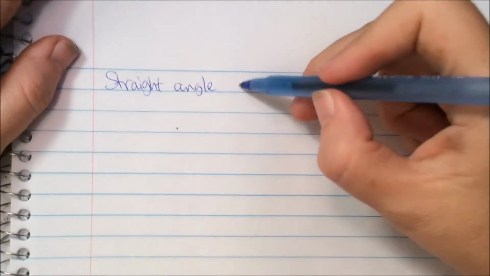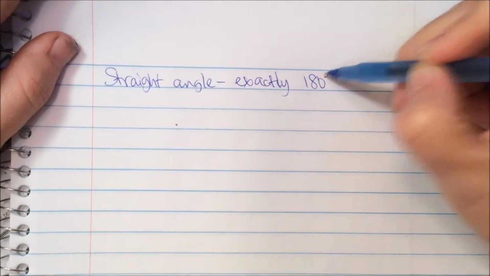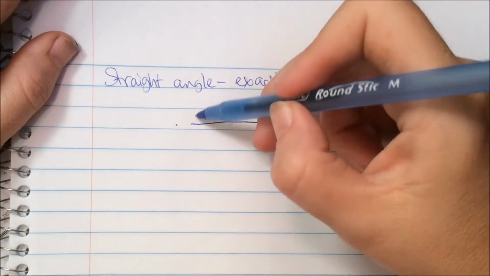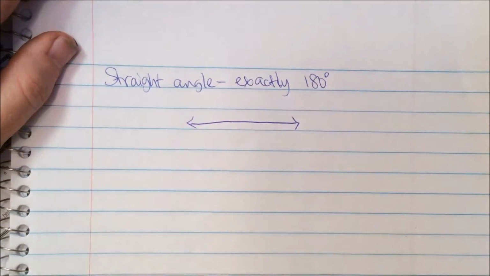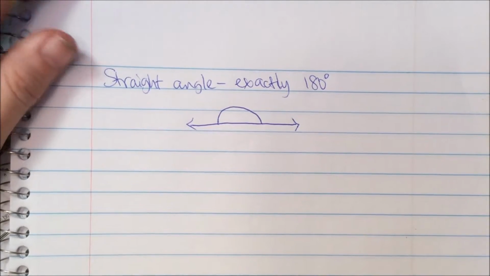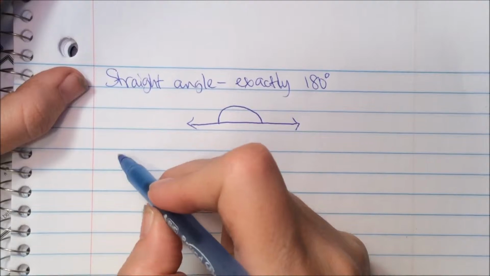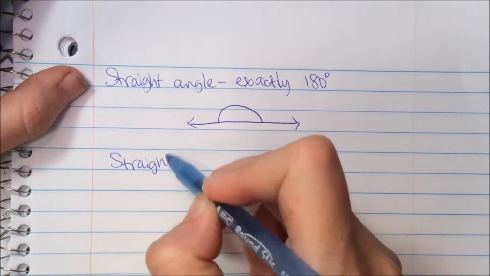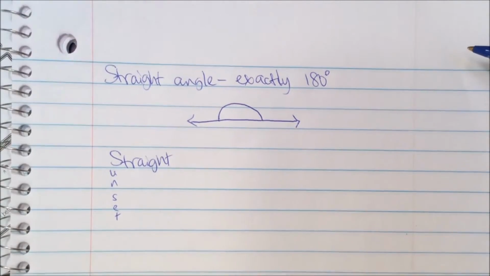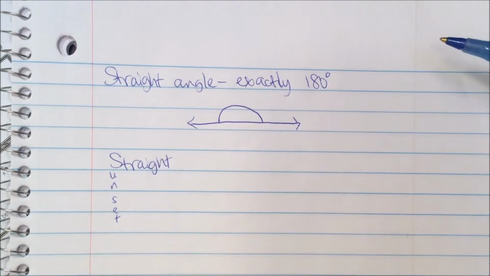And it's exactly 180 degrees. And it looks like a straight line. Makes sense, right? Straight angle, straight line. And it looks like a sunset. Straight angle, I always thought about it like S for straight angle and S for sunset. So think about that.